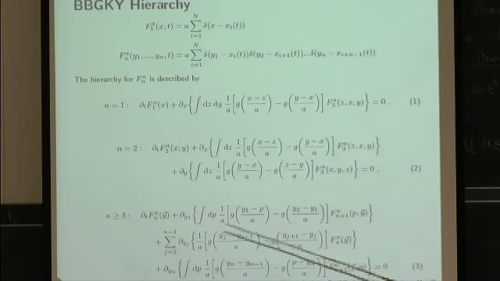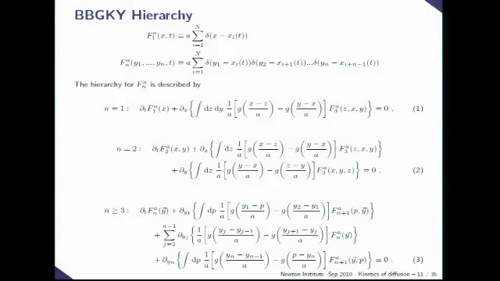So for Fn, you will need Fn plus 1, starting from 1 point to the left and going all the way up to 1 point to the right. So you get this kind of system, and actually, after we got that, we were puzzled. We were trying to understand what is going on.